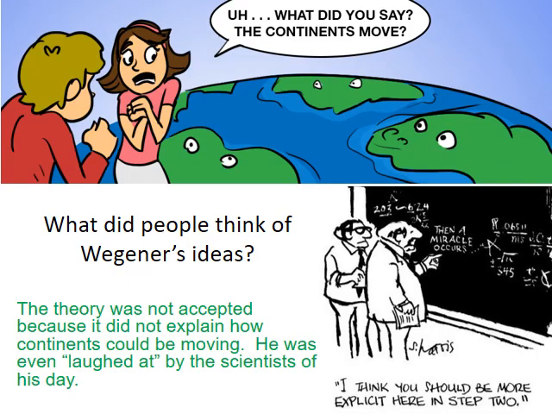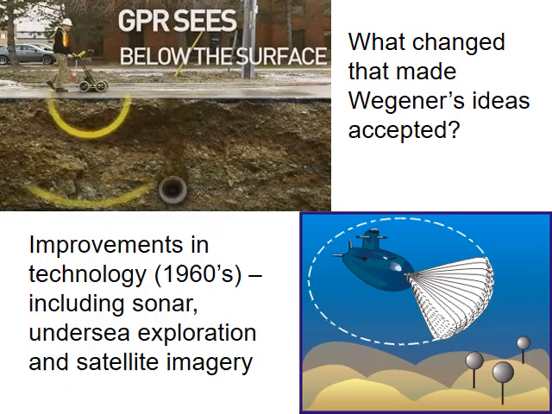Now, people did not think much of Wegener's ideas in the early 1900s. Most scientists of his time did not accept it because he could not explain how the continents were moving. He was basically laughed at by the scientific community of his day. Now, it's very important because we now know that this guy was right. The question becomes, what has changed since the time that he first introduced his theory?